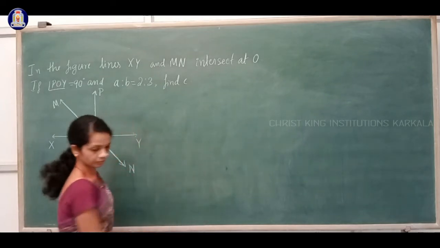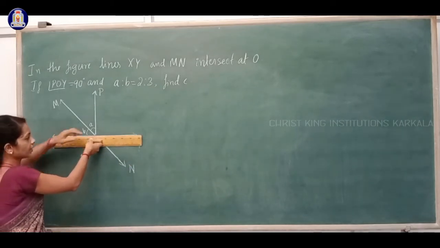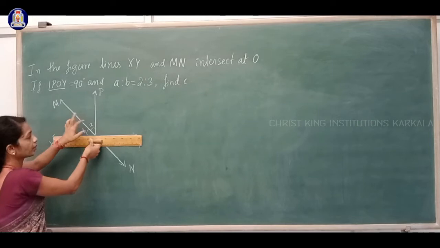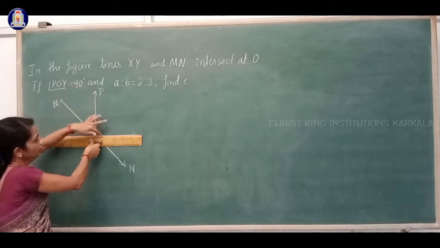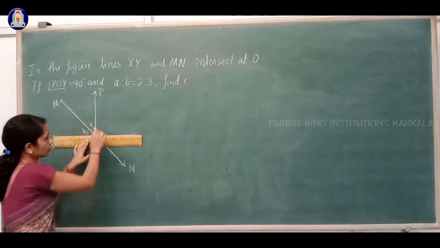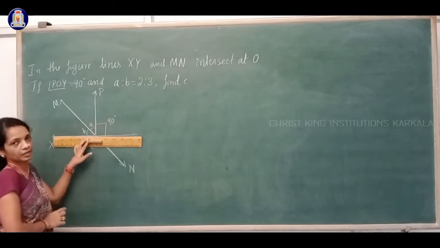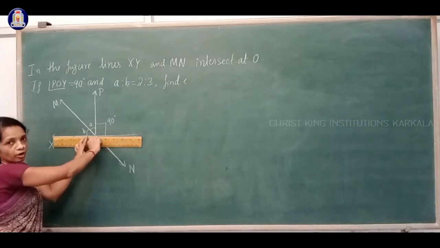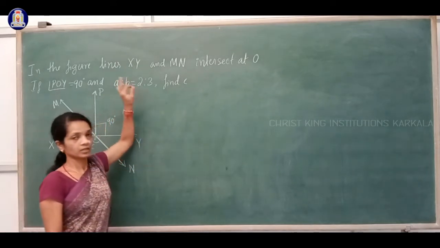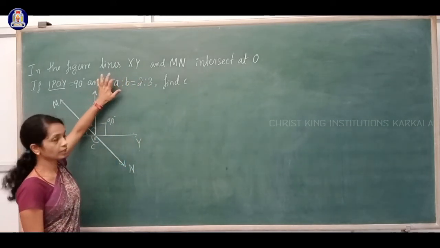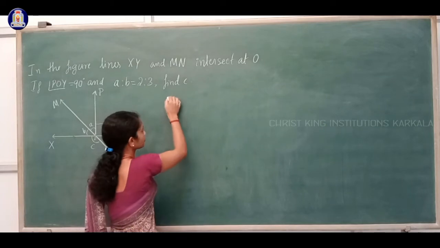So here, this is line XY, and above that you have three angles: 1, 2, 3. One angle is given to you, that is angle POY equal to 90 degrees, and this is A and this angle is B. The total of these angles must be equal to 180 degrees. But here we are given the ratio A is to B is equal to 2 is to 3, which means you have to take A as 2x and B as 3x.